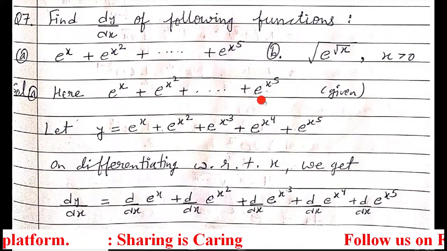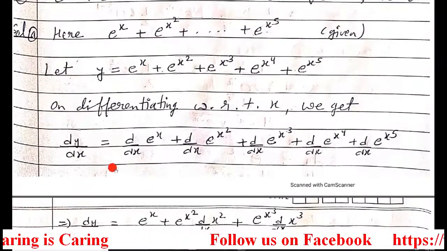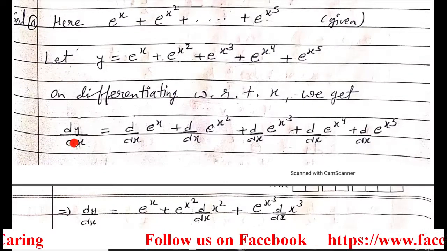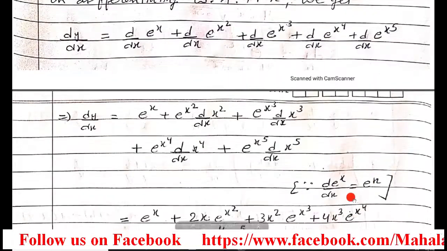So part A is this. We will start differentiating them. So the derivative symbol came with all, and we want dy over dx that we have here. So simply we will differentiate it. So you know e to the x differentiation is e to the x. So this e to the x differentiation is e to the x.